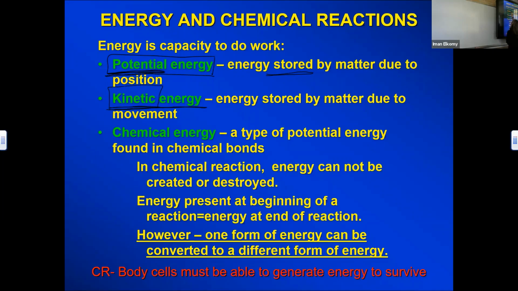Kinetic energy. Kinesis is actually movement, so that is energy that's stored in movement. Potential energy is stored inside of matter. Kinetic energy is stored in the form of movement. And then we have chemical energy. Chemical energy is potential energy that is found in the chemical bonds between things. So the key words right here are chemical bonds.